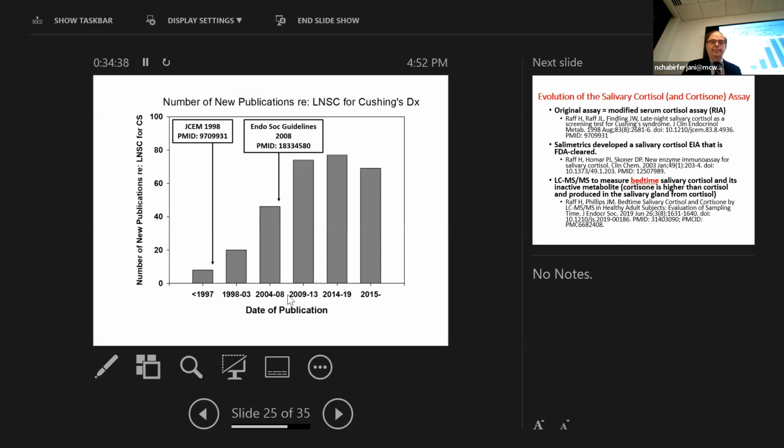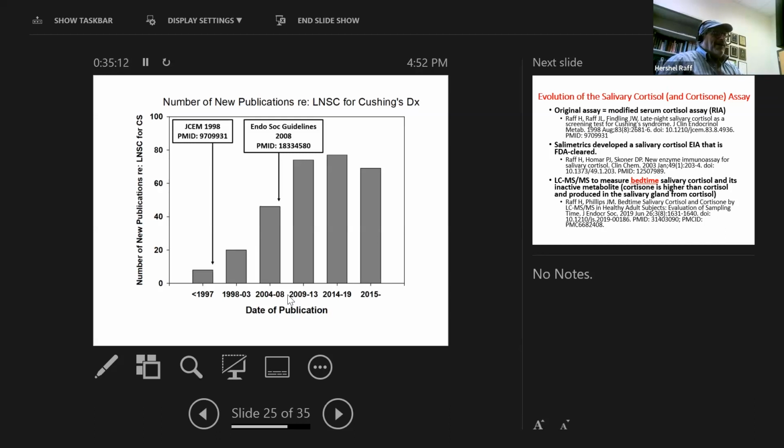So Hershel, you want to go ahead and take over? Yeah, so when Tavi told us about this, I thought, well, wouldn't it be interesting to see just publications? And this is just late night salivary cortisol for Cushing's diagnosis, not stress or anything else. And before we published this paper in 1998, altogether from 1997 back to 1960, there were basically 8 papers. And nobody was doing it. Nobody was doing it in reference labs, and nobody was doing it in routine clinical practice.